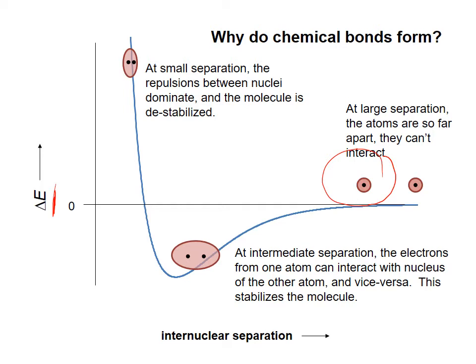If you keep pushing the nuclei closer and closer together, at some small separation, the repulsion between nuclei dominates and it becomes destabilized. Now, the reason this is such an important plot is because you get two critical pieces of information. Right? The first is this guy here, the bottom of this well. And if you think about it, what you might recognize is that this quantity right here is the bond distance. Right?